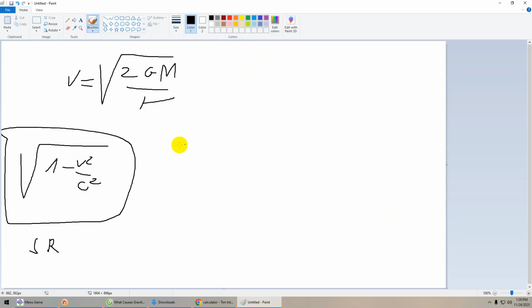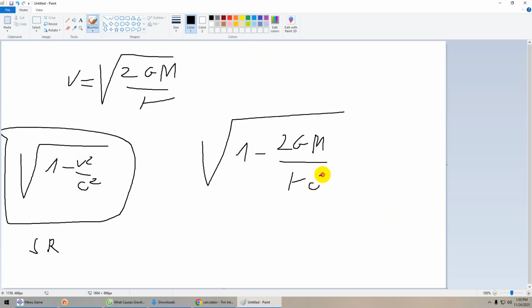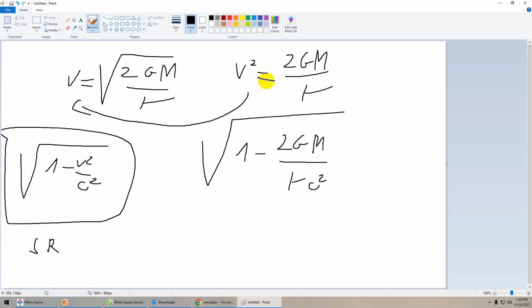It kind of looks like this factor of gamma, but it's the square root of 1 minus 2GM divided by r c squared. We can see that c squared is in the denominator for both of these expressions. Now we can say that this term here is actually velocity squared, and velocity squared equals 2GM divided by r, which is a constant in Newtonian equations, which says that this should be the escape velocity.